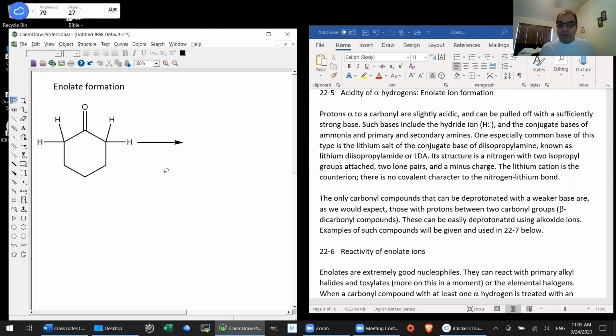One particularly common base, a commonly used base that will do the job for us, is something called LDA, which is short for lithium diisopropyl amide. And I'm, of course, here not using the correct geometry on the nitrogen atom. It's not actually linear, of course. Rather, I would expect that nitrogen to be sp3 hybridized. But you get the idea. And this is sold commercially most often as the lithium salt.